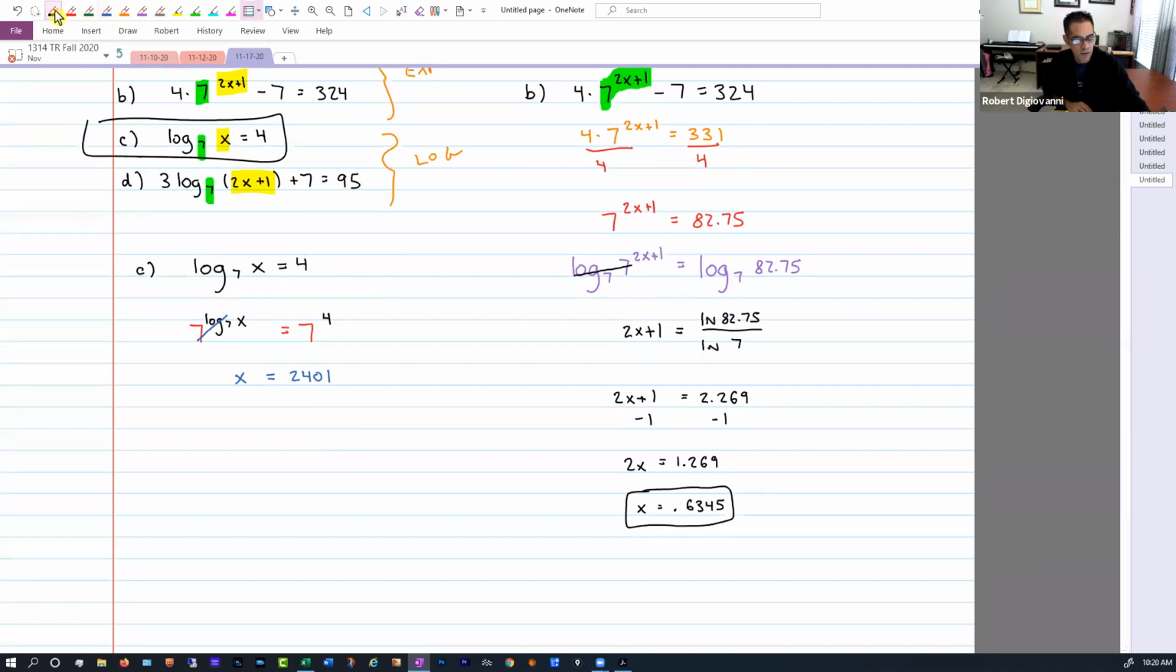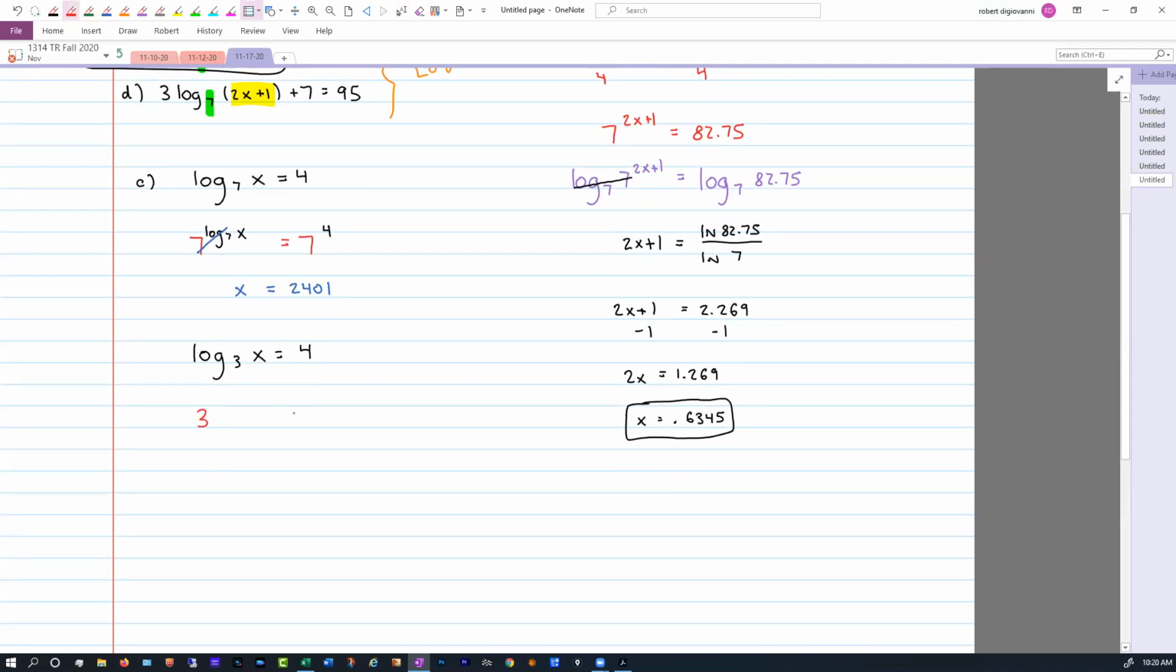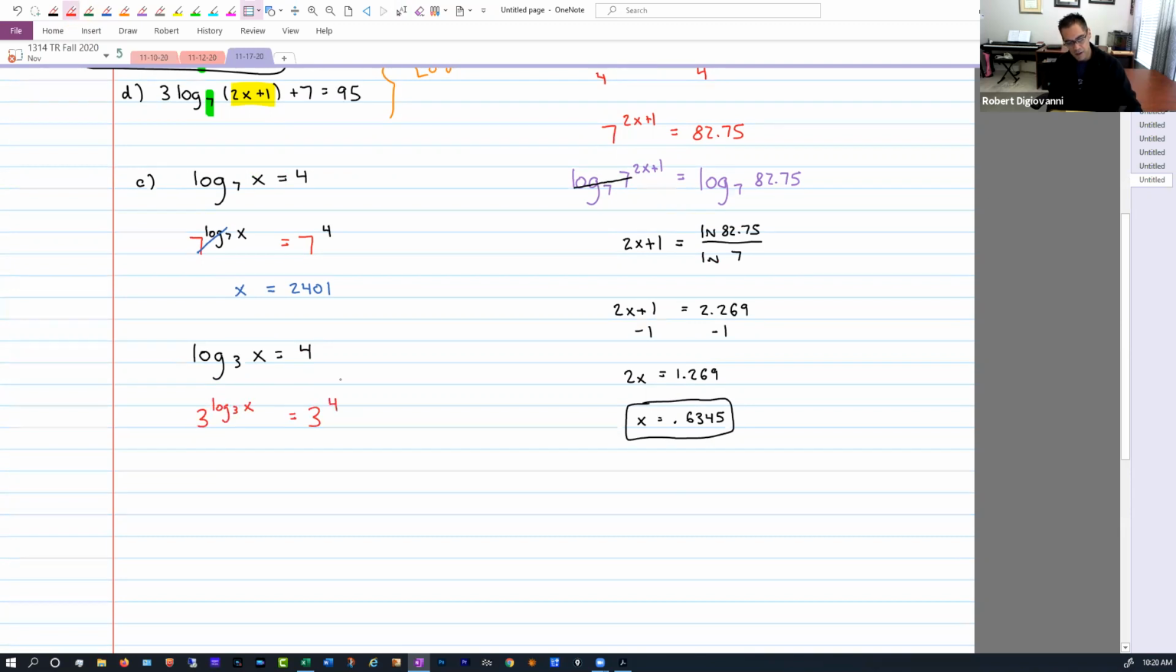Maybe I should just do another one, because once you understand them, they're pretty straightforward. What if we had log base 3 of x equals 200? No, too big, sorry. Let's make that 4. How about that? So how do we kill off the log base 3? What number do we use on both sides? 3. Okay, so I'm going to raise 3 to the left-hand side, log base 3 of x, and raise 3 to the right-hand side, the 4th. The 3 and the log are gone. You have x equals 3 to the 4th, which should be 81.